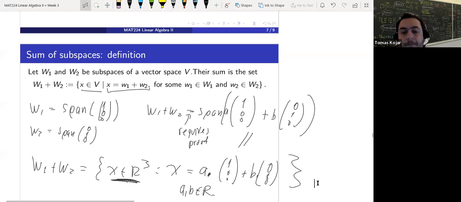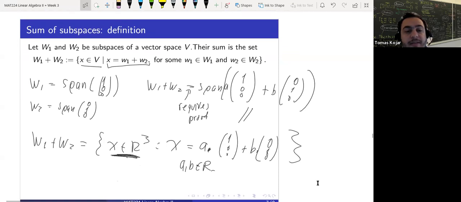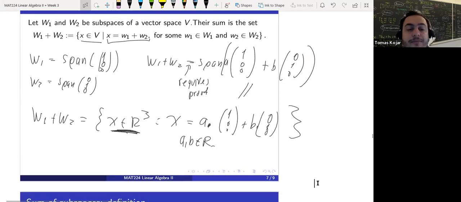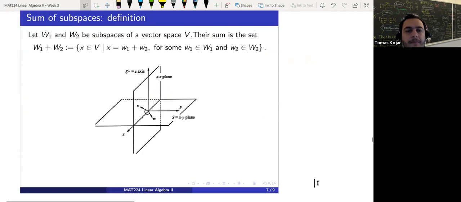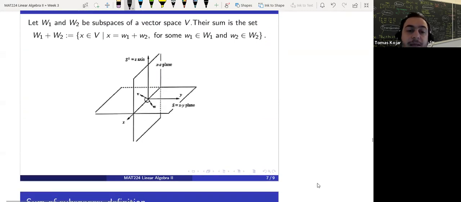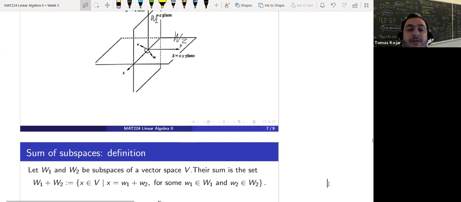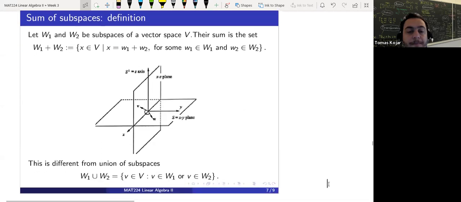Okay, so that's the definition of this spanning, of this summation. So yeah, this could be W1, this could be W2, and their sum will actually be the entire space in this picture, because you can generate any element using their linear combination.